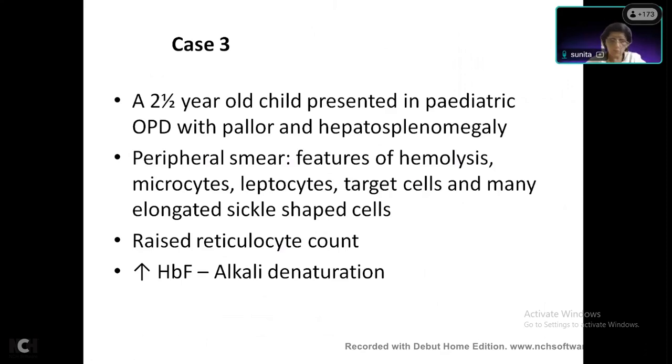So we come to the next case. Any question you want to ask? Yes, there is another question on the retic count again. Dr. Shruti asks, why is the corrected retic count required when you are still counting individual RBCs and taking reticulocytes?